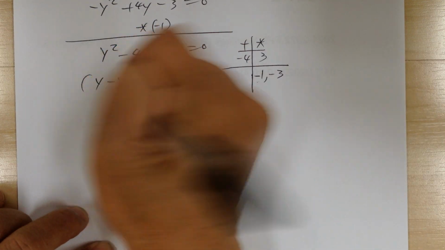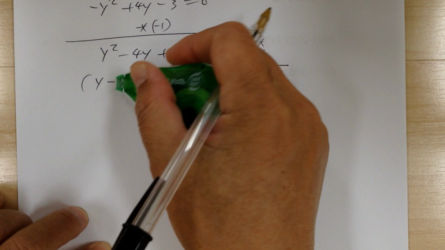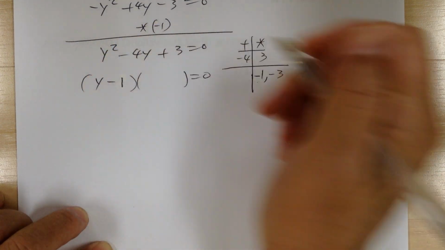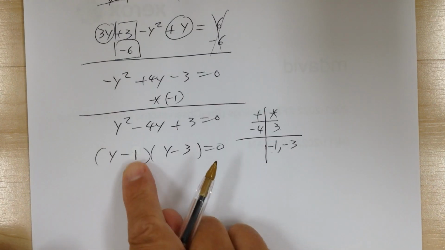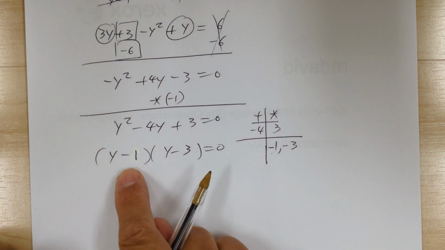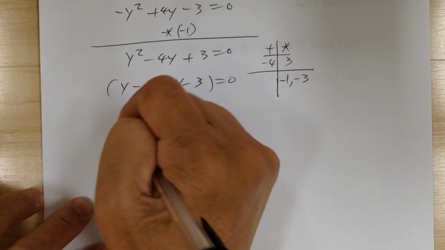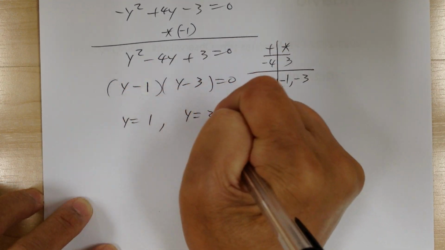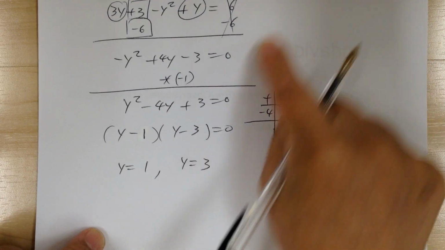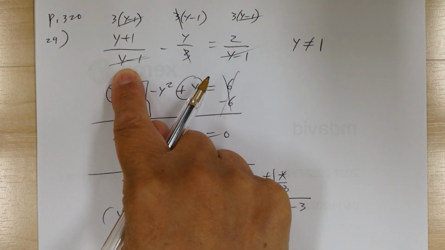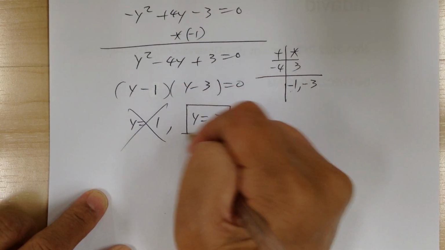So it would be y minus 1, y minus 1, and you got y minus 3. Okay? Now if you notice, this factor is same as that, so you can tell right away this answer is going to be no good. Okay? So again, when you solve, you're going to get y equal to 1, y equal to 3. But again, remember over here the restricted value, y cannot equal to 1, right? Because y equal to 1 will make this undefined. And so this answer is no good. So only answer good is y equal to 3.